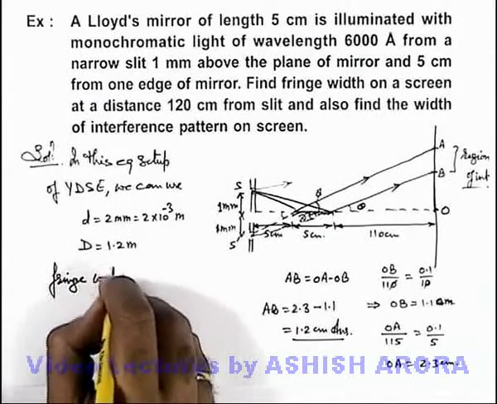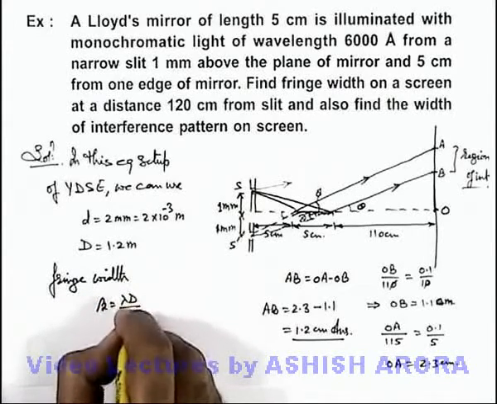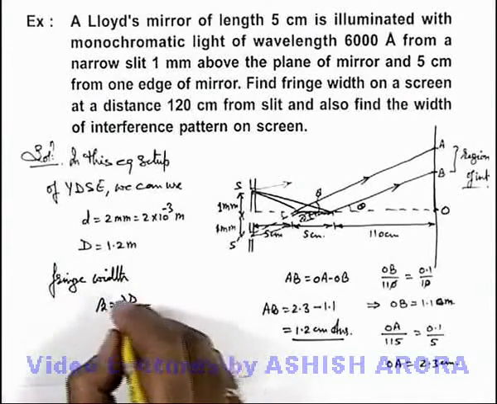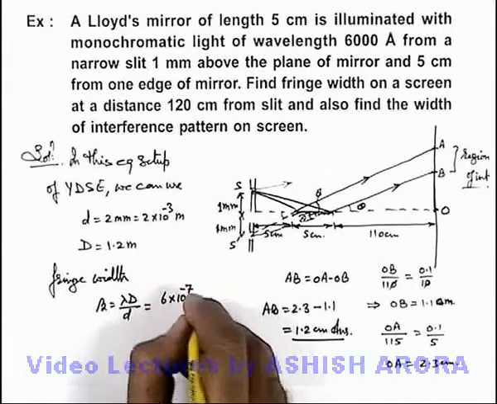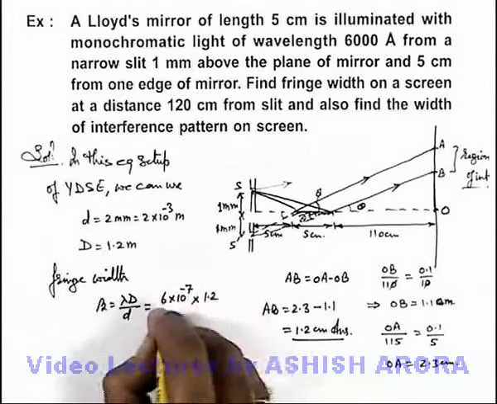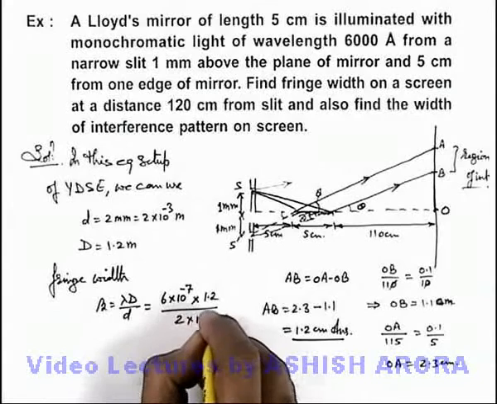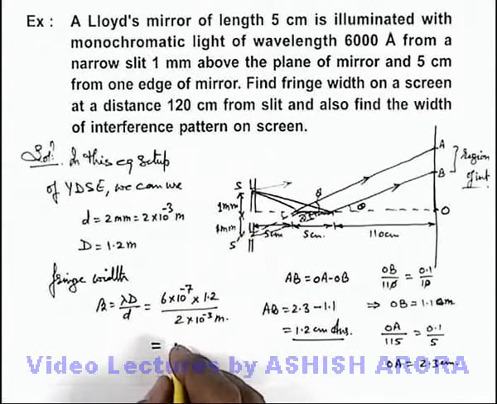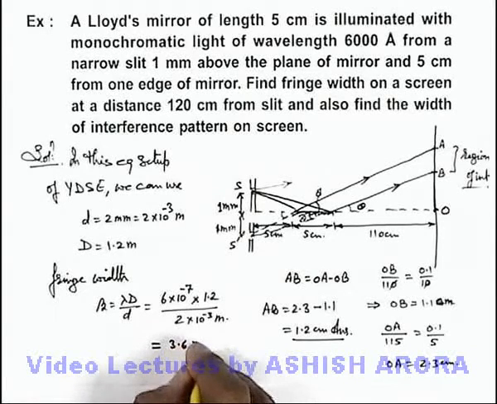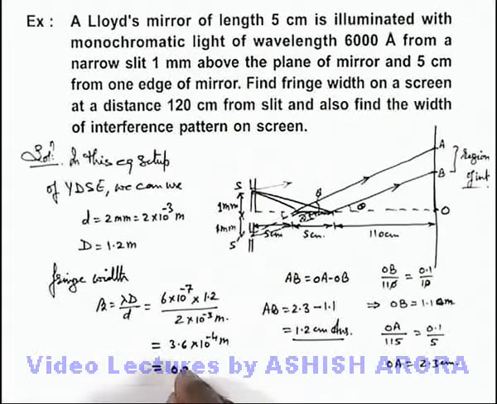And here we can directly write the expression of fringe width, which is given as beta is equal to lambda D by small d. On substituting the values here, we can see lambda is 6000 angstrom, that is 6 into 10 to the power minus 7. D is 1.2 divided by the slit separation, which is 2 into 10 to the power minus 3 meter. And on simplifying, we are getting this will be equal to 3.6 into 10 to the power minus 4 meter, or that can be written as 0.36 mm. That is the answer to this problem.